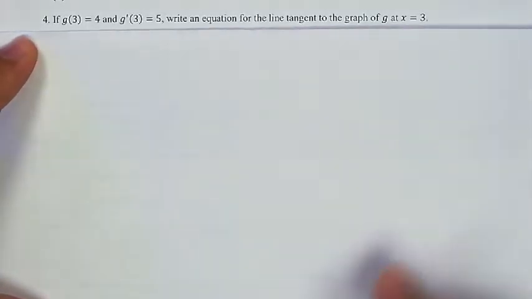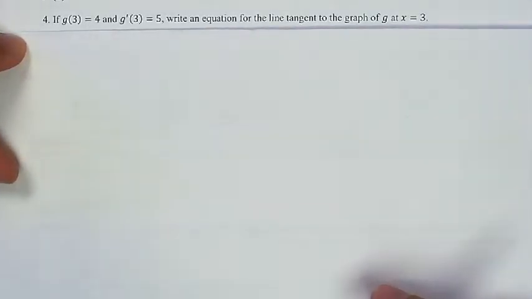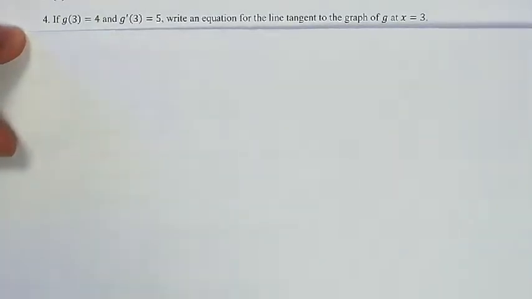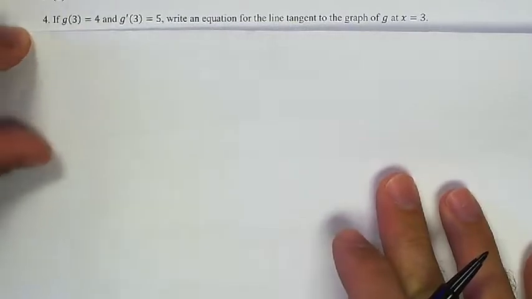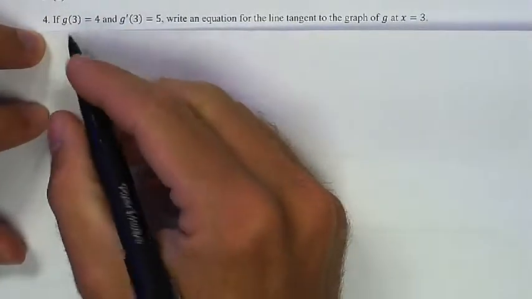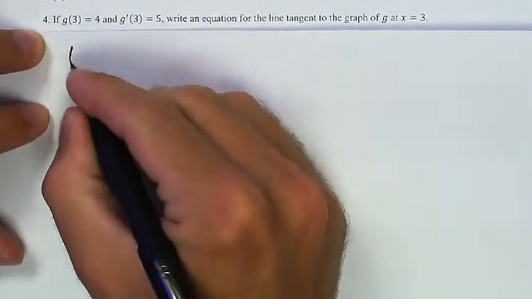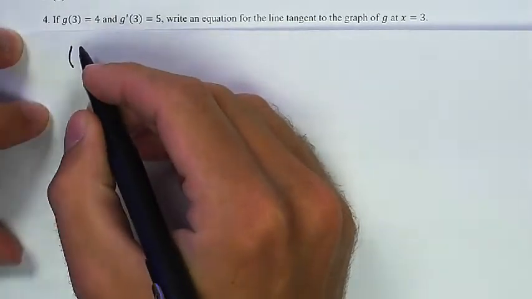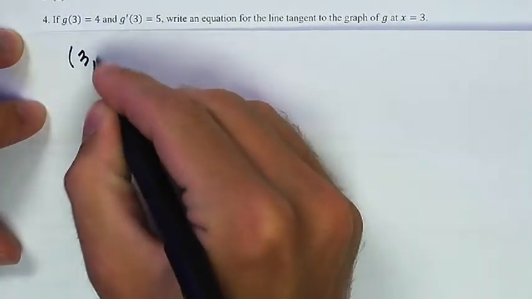All right, here we're seeing: if g of 3 is 4 and g prime of 3 is 5, write an equation for the line tangent to the graph of g at x equals 3. Okay, we can do that. If g of 3 equals 4, then that means the point of tangency is (3, 4).